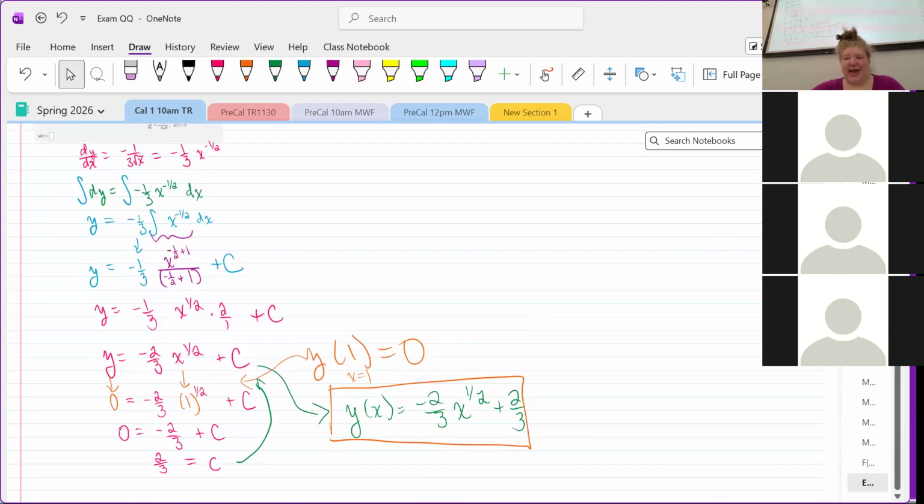So the final is 9 questions. 2 from exam 1 material, 2 from exam 2 material, 2 from exam 3 material. So that's 6. And then 3 from the new sections. So one of them is going to be an initial value problem. One of them is going to be a Riemann sum, like the writing assignment that's due today. And then one of them is going to be like number 47.